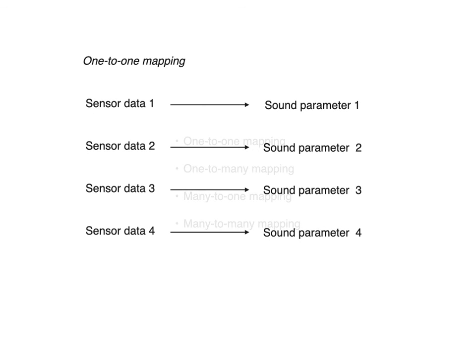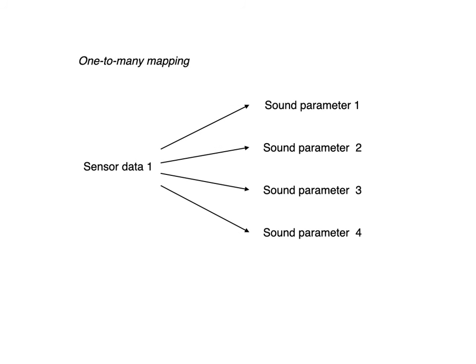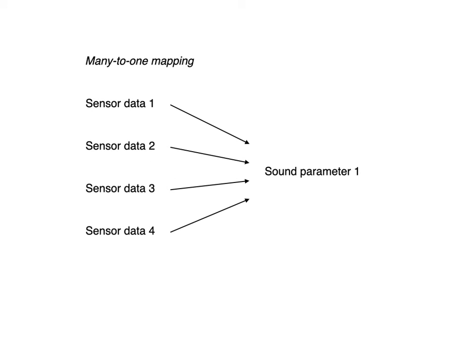If you have a simpler system, these four strategies might help you be more expressive and give you more control over the composition. So the first, one-to-one, means that one synthesis parameter is driven by one sensor data. It's a direct mapping. While in one-to-many, you may have one sensor data controlling multiple sound parameters. The opposite of this would be when one sound parameter is controlled by many sensor data. This mapping is called many-to-one.